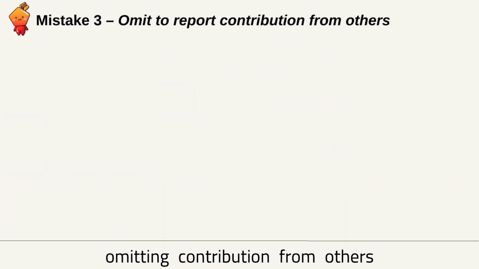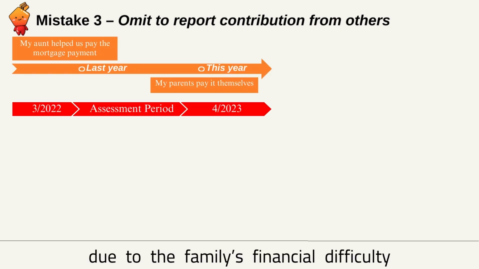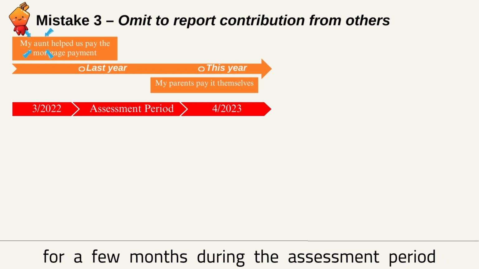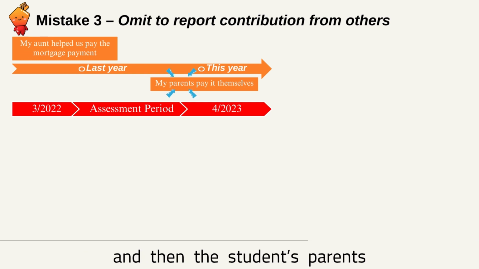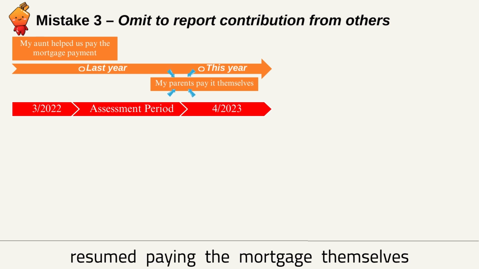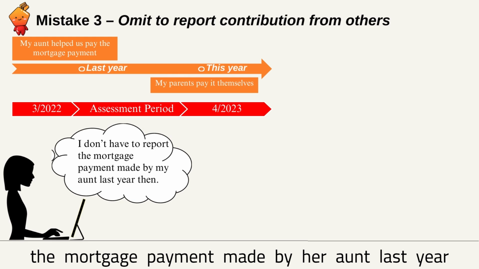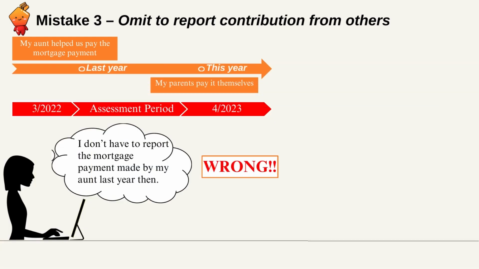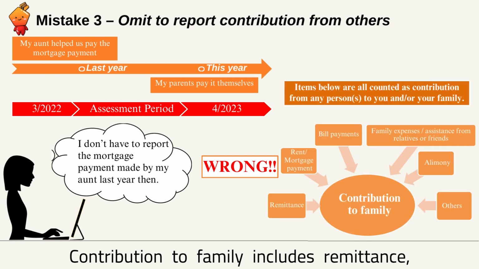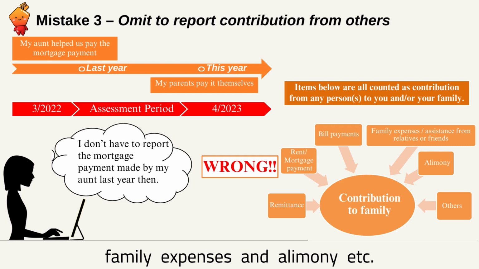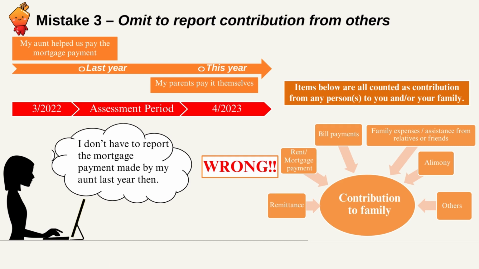The third common mistake is omitting contribution from others. For example, due to the family's financial difficulty, a student's aunt helped pay the mortgage payment for a few months during the assessment period, and then the student's parents resumed paying the mortgage themselves. The student thought she didn't have to report the mortgage payment made by her aunt last year, but this is wrong. Contribution to family includes remittance, rent or mortgage payment, bill payments, family expenses, and alimony, etc.